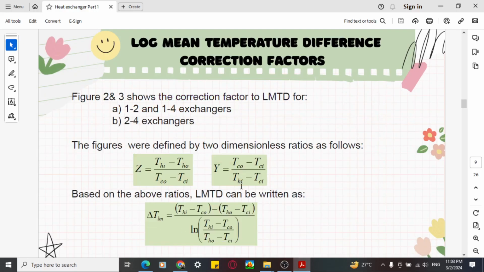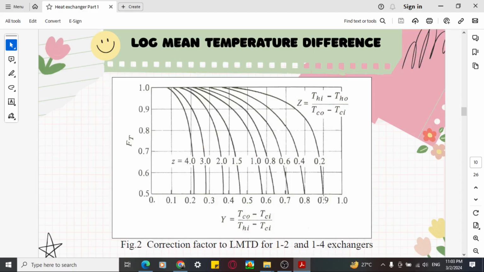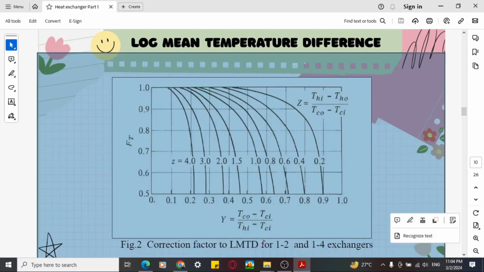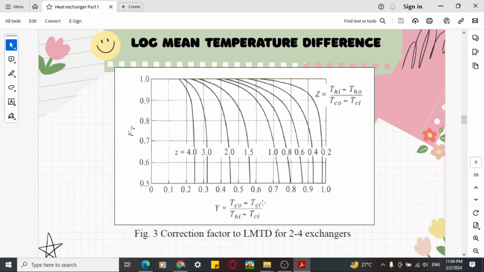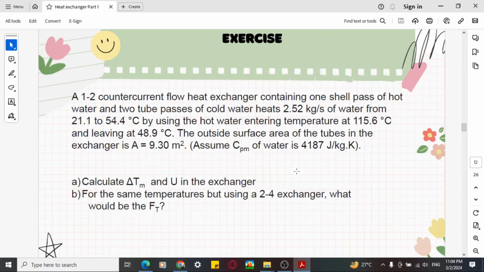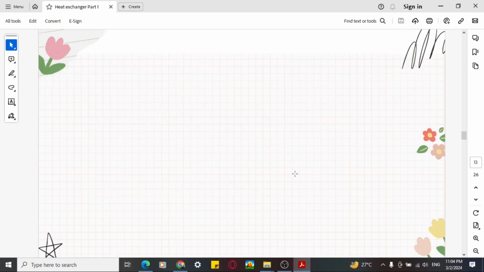So we go to this slide. We know that for this log mean temperature difference, actually this is finding the TM. You find they list out one shell one tube, one shell two tubes, and one shell four tubes exchangers. So this graph we can't use in our questions because they talk about two shell four tubes. So this one is for two shell four tubes, so this is the graph that we will use. Other than this, actually you have a lot of graphs.